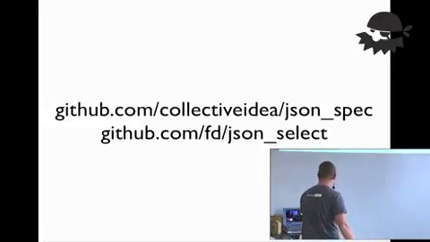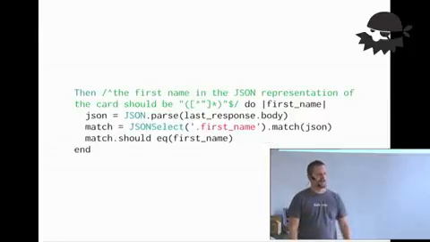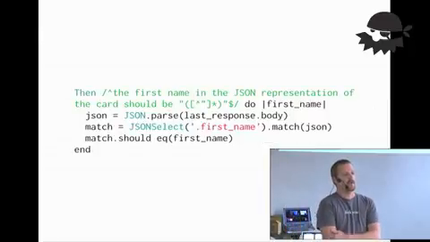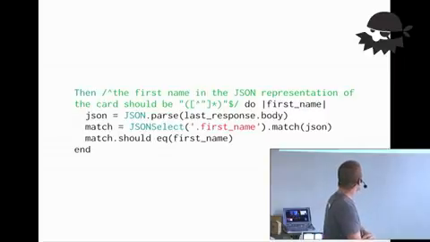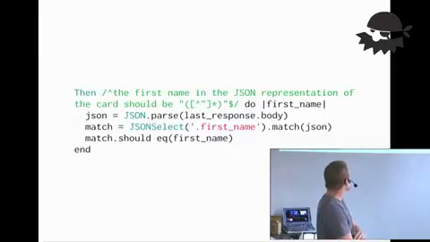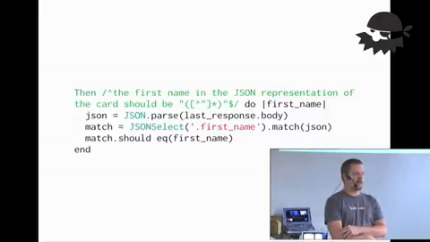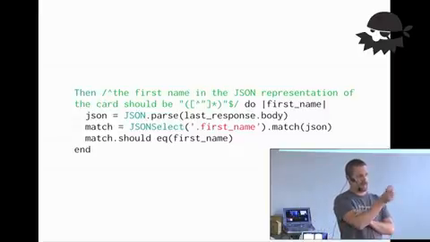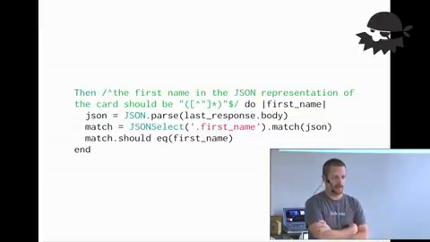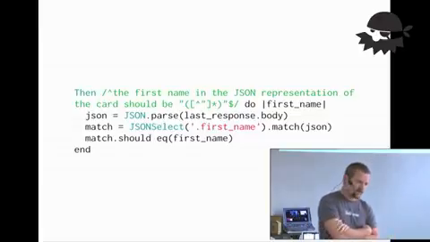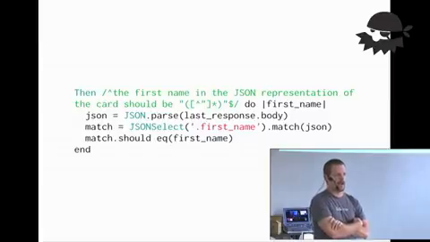In the case of JSON select, it's kind of a little bit more interesting. It uses CSS style selectors to dig into the JSON object. So I broke this down into multiple lines so it's easier to read. Parse that last response body, and then call JSON select and try to match on the first name. All right, so it uses first name as actually the key name there, and it uses the dot notation as in CSS. The JSON select project is another one that's language agnostic. So there is a Ruby implementation, but the cool thing is there's actually other implementations as well.